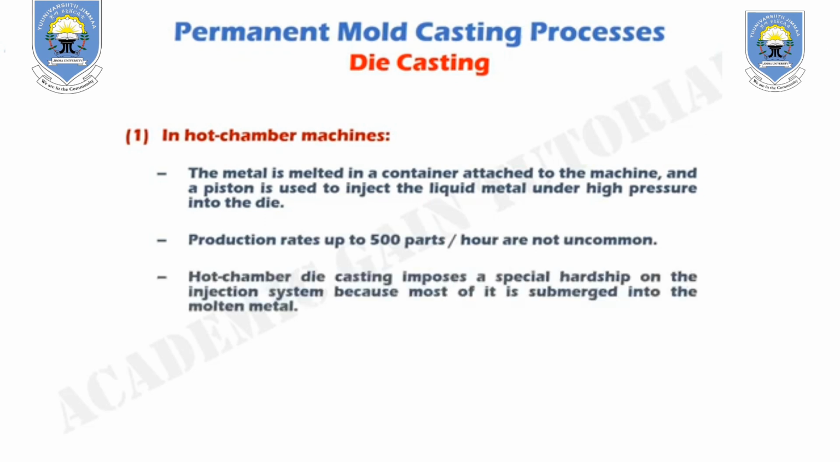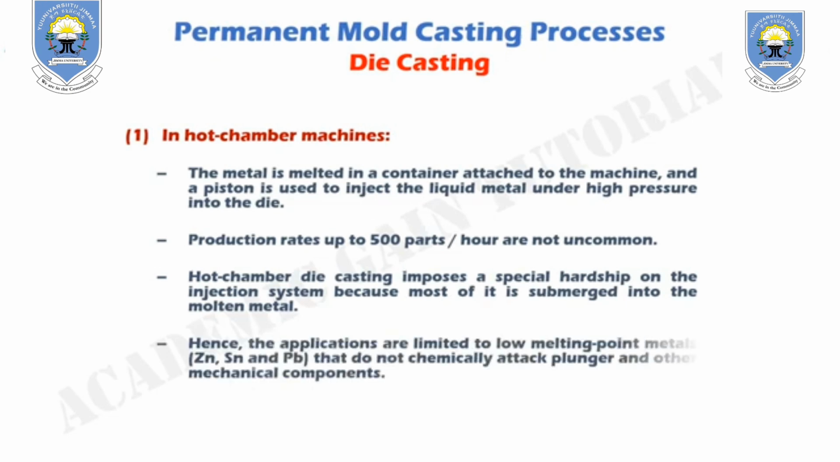Hot chamber die casting imposes a special hardship on the injection system because most of it is submerged in the molten metal. Hence, the applications are limited to low melting point metals, zinc, tin, and lead, that do not chemically attack the plunger and other mechanical components.